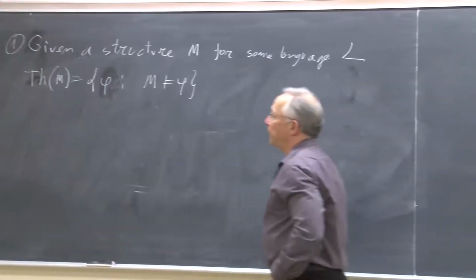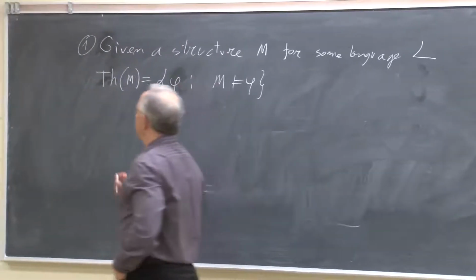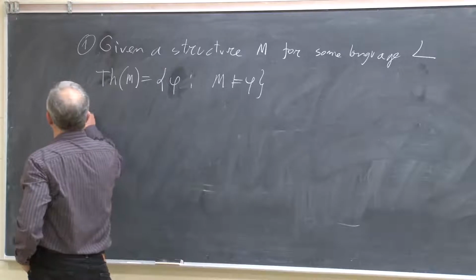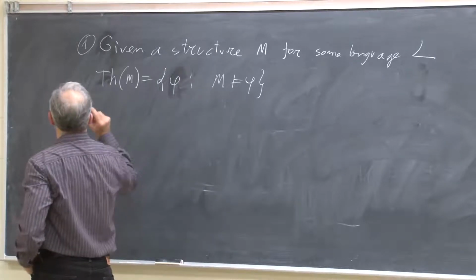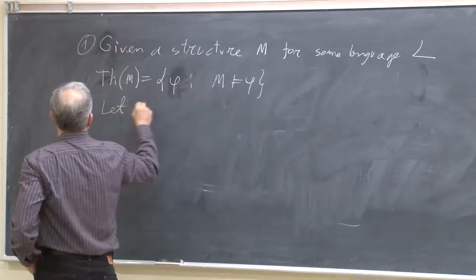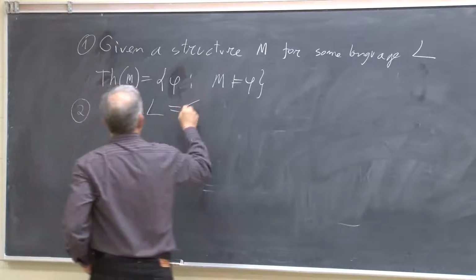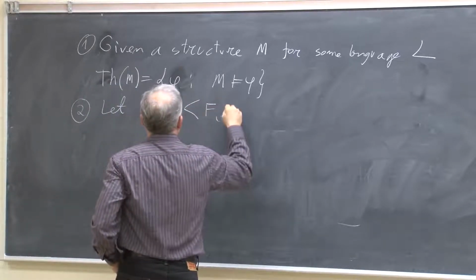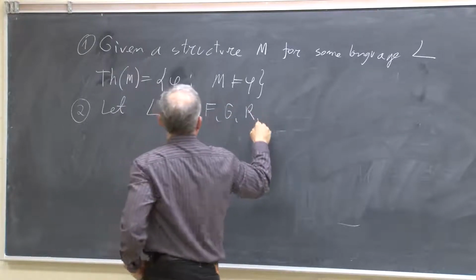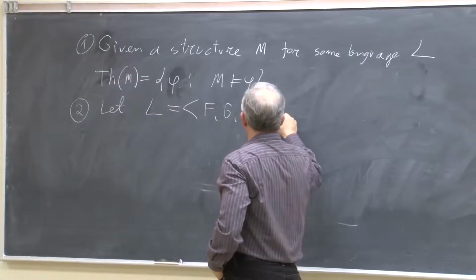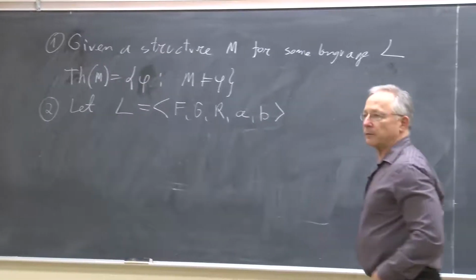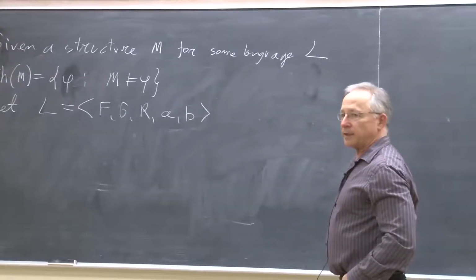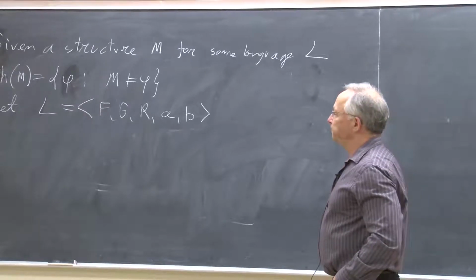And then we talked about the theory of the structure N. So the second definition was more particular. We fixed an L. So we say let L be a specific language. Then we have function symbols and relation symbols and constants. And in fact, the language could be larger. It would not change the results that we are talking about.